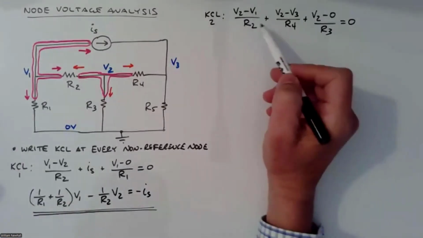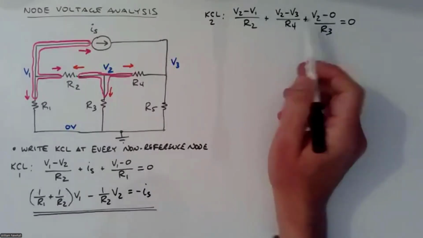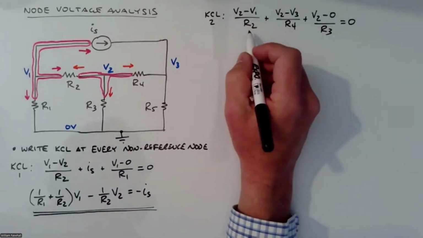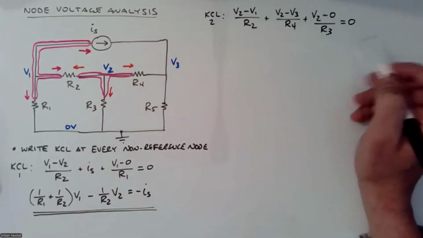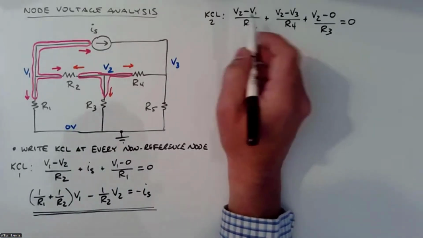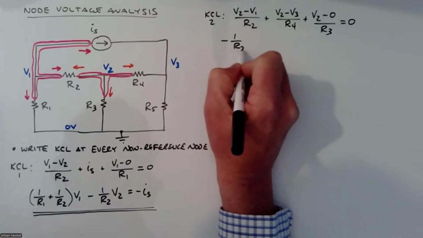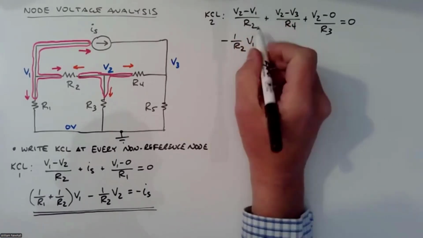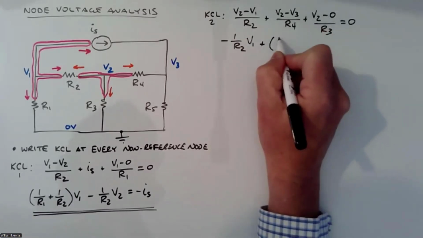Okay, and remember, you know what the R values are, and so the only unknowns are V1, V2, V3 here. And so let me write, again, a coefficient times V1 plus a coefficient times V2 plus a coefficient times V3 equals something. So let's see, V1 is going to have its coefficient, minus 1 over R2, times V1. It's this term here. V2 is going to have 1 over R2, 1 over R3, 1 over R4.